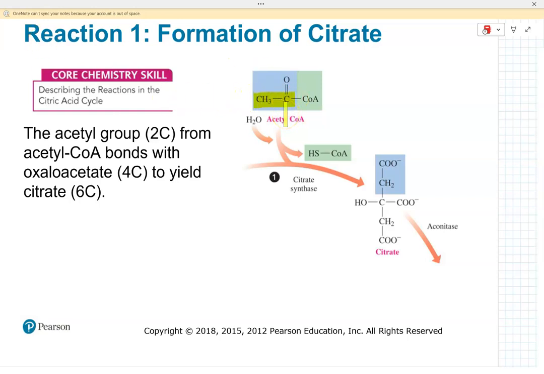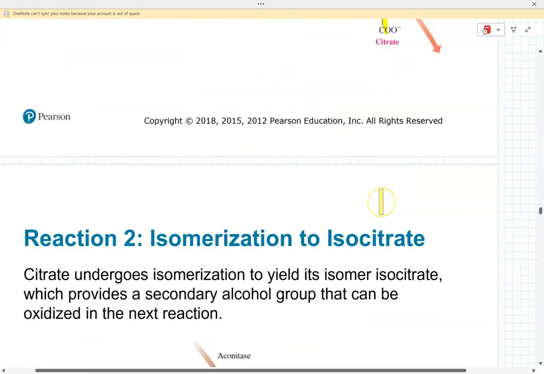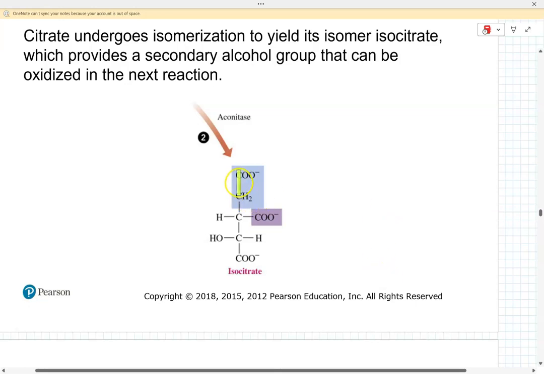Number of carbons in acetyl-CoA, 2. Oxaloacetate, 4. 2 plus 4 equals, so this is your citrate with 6 carbons. All good? Second reaction is isomerization. How many carbons can you count in this molecule? 6. 6 in the citrate, 6 in the isocitrate. Those are 2 isomers.